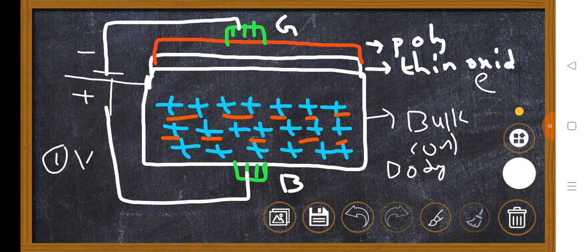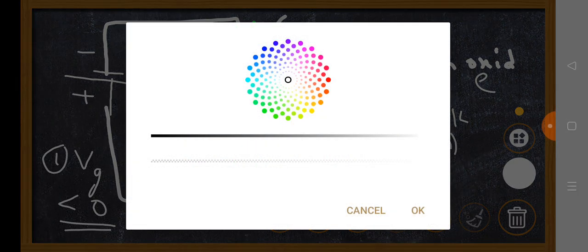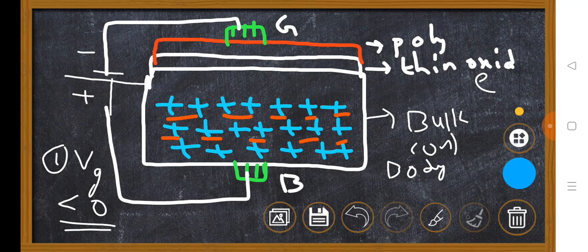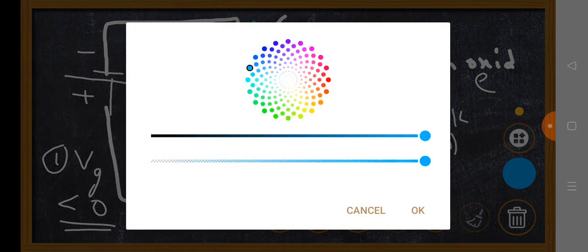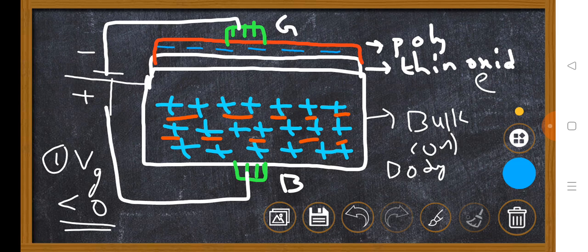That means the voltage at the gate terminal is negative, that means I can call it as less than 0. This is my condition. Now observe very carefully. When the negative terminal of the battery is connected here, the gate terminal consists of electrons, and this body consists of holes here.